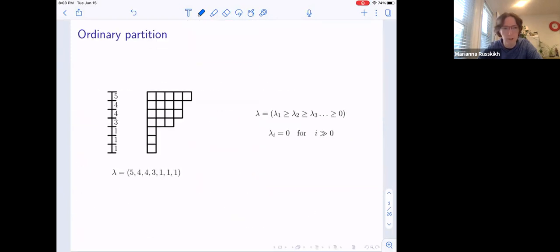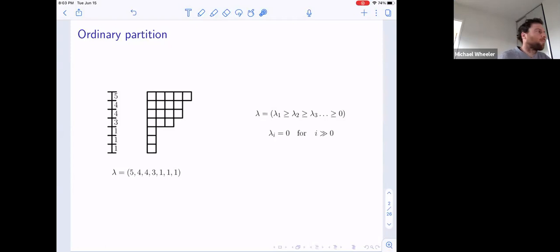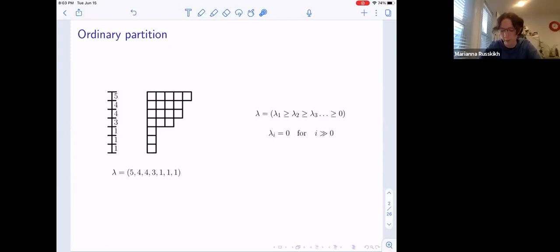So ordinary partitions are non-increasing arrays of non-zero integers with finitely many non-zero coordinates, and there are many ways of depicting them. The most common one is a Young diagram or Ferrers shape. Here is an example of a partition together with its Young diagram, and it is known that ordinary partitions are in bijection with Young diagrams.